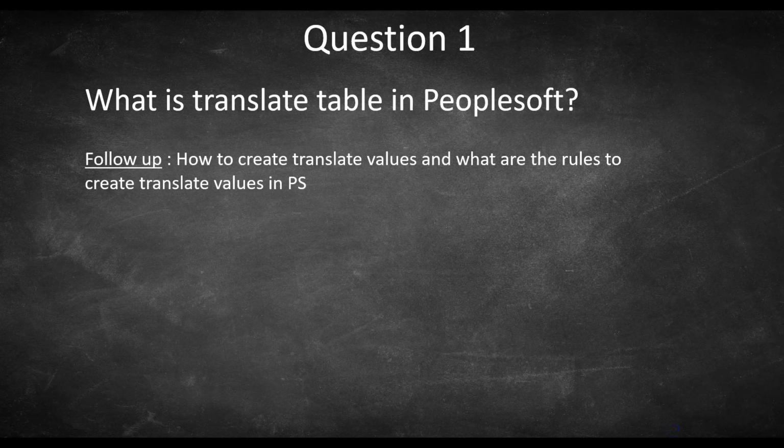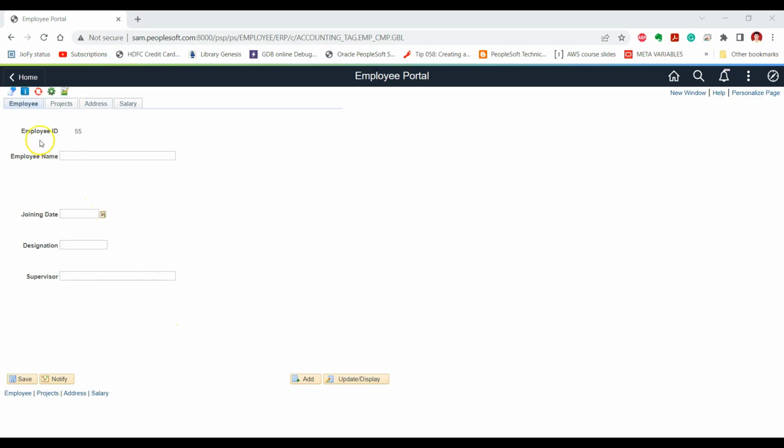A follow-up question is how to create translate values in PeopleSoft for a given field, and what are the rules that we need to follow while creating translate values. So let us see a quick tutorial for the same. Suppose we have this employee page which stores the employee information, and we have a requirement to add a gender field here, and it should be a drop down field. So let us see how we can achieve this using the translate value functionality.